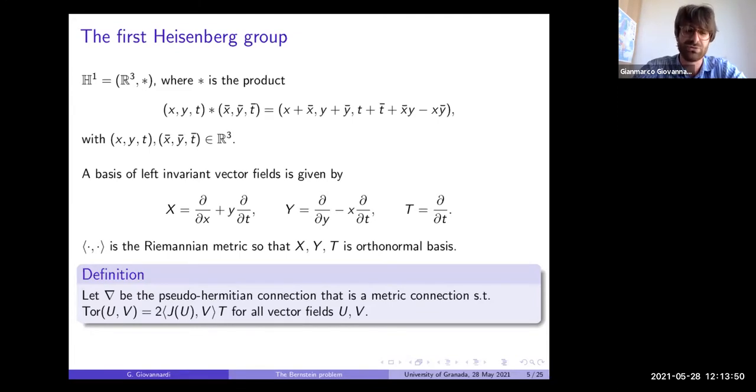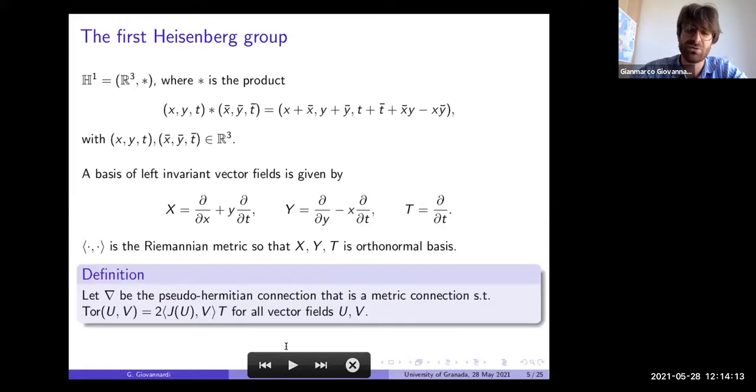So we have to introduce the pseudo-Hermitian connection, that is a metric connection that is not torsion free, but the torsion of two vector fields u and v is in the t direction, and is given by 2 times the scalar product between the rotation of the first vector and the second vector v.